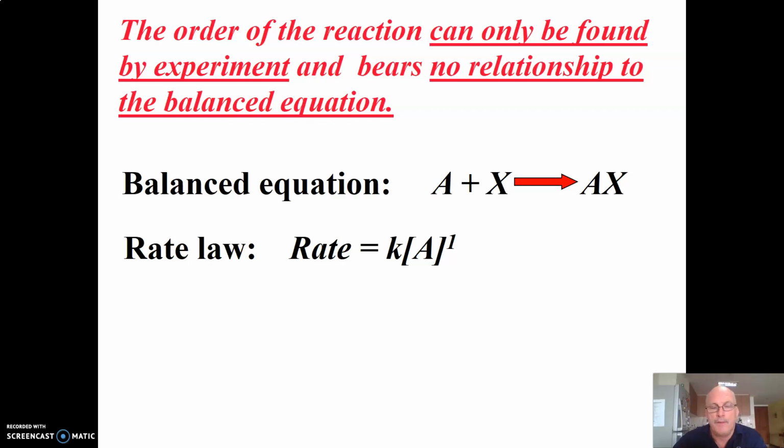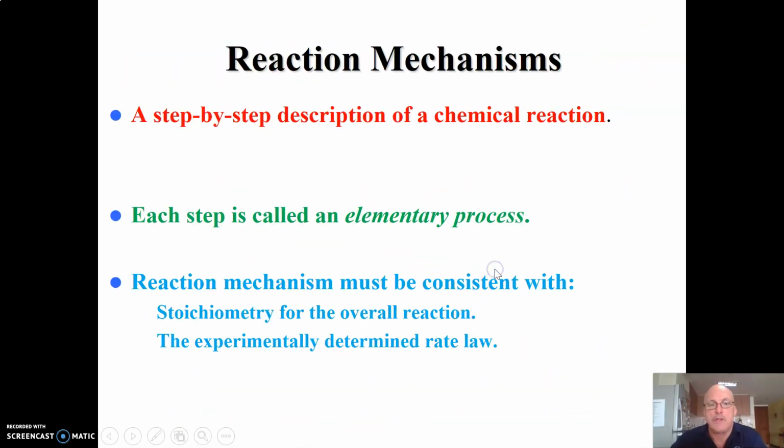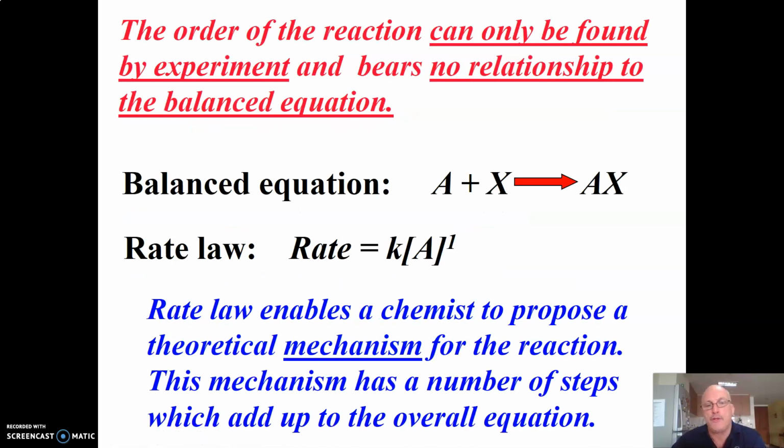And you remember that in the last video, we had substance A reacting with X, producing AX, and experiments led to this rate law. And this rate law told us that the rate was proportional to the concentration of A and was independent of the concentration of X. There was no involvement of X. So now we have to use our rate law to try to propose a mechanism for the reaction. And a mechanism has a number of steps, and those steps have to add up to the overall equation.